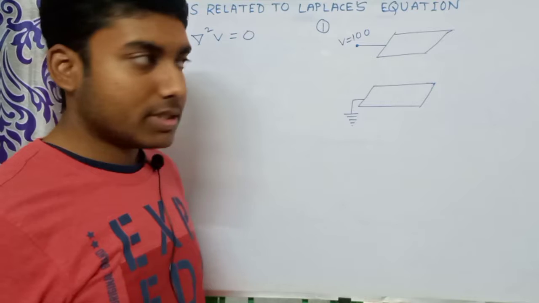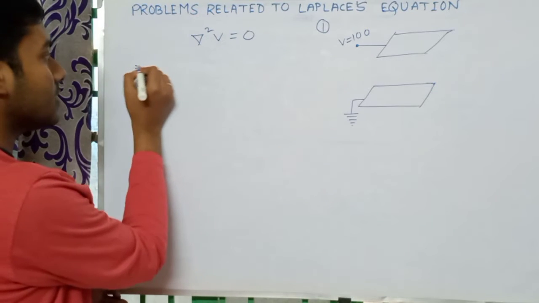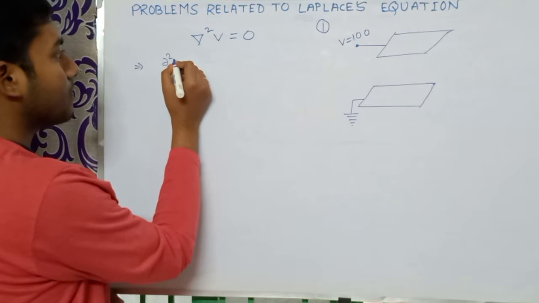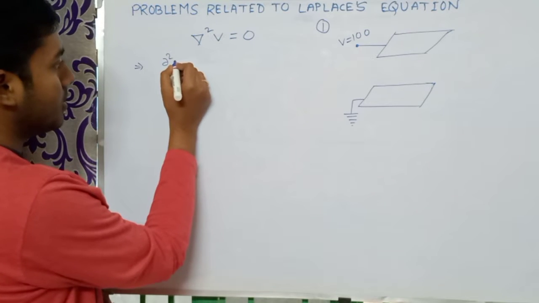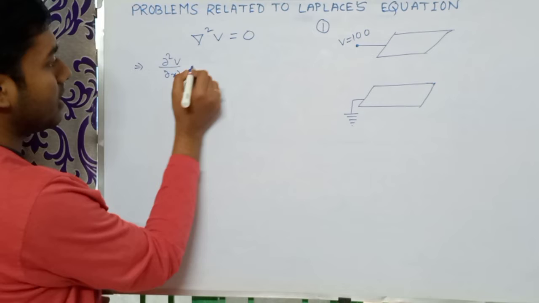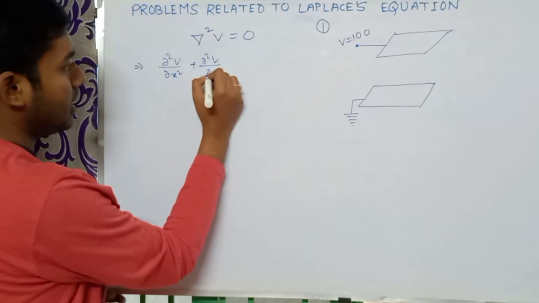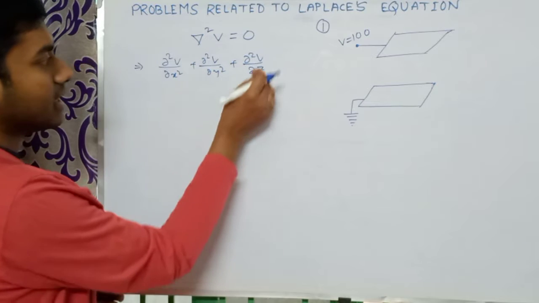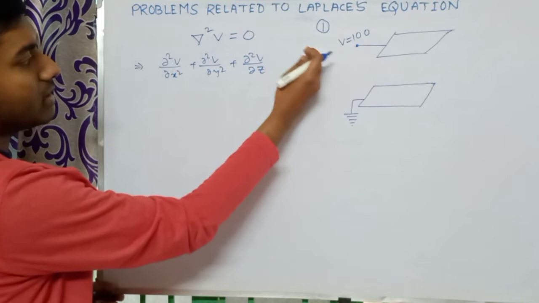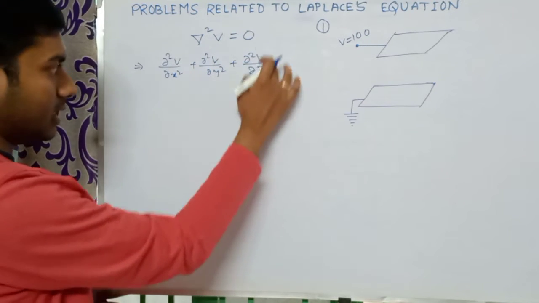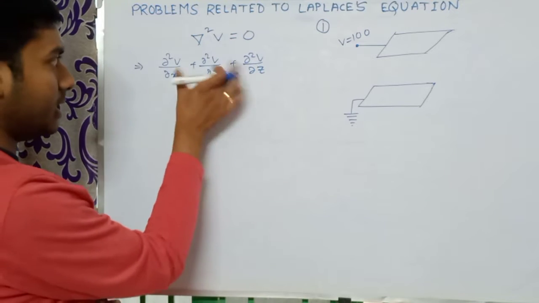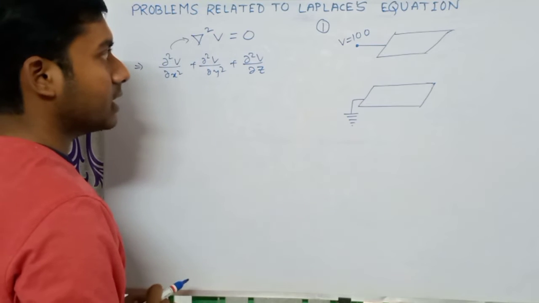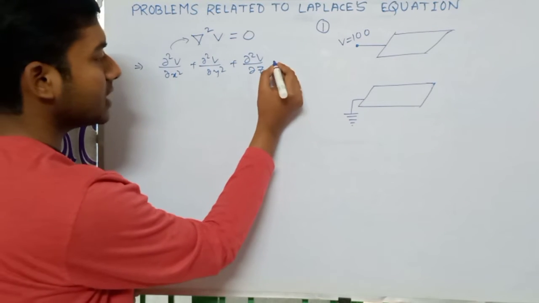In today's video we'll deal with only the Cartesian coordinate system. That is, in Cartesian coordinate system, del square V is equal to del square V over dx square plus del square V over dy square plus del square V over dz square. Basically, if we take the V out from every term, then what is in the bracket represents del square, that is the Laplacian. Now this is equal to 0.